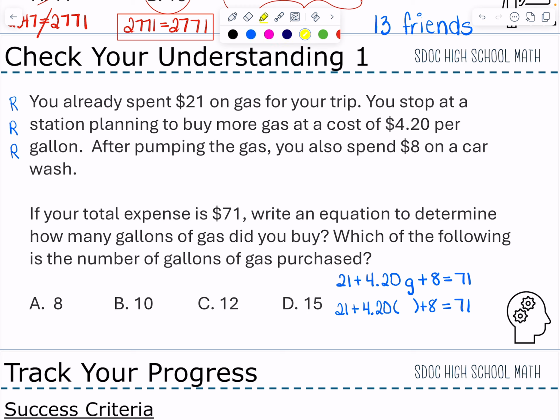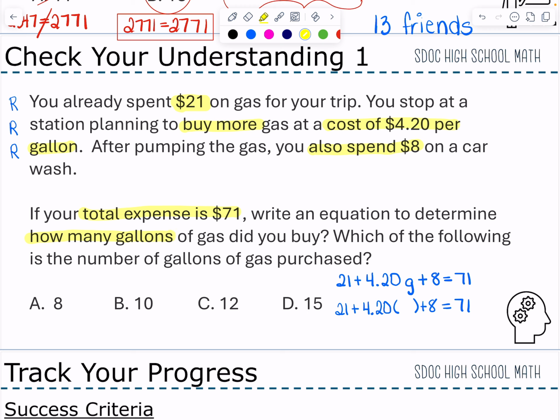All right, so what's important here? You already spent $21, so that's what you're going to start with. You stop at a station and you want to buy more, okay? And it costs $4.20 per gallon. That means $4.20 for each gallon you buy. After pumping the gas, you also, that's a plus word, spend $8 on a car wash. If your total expense is $71, write an equation to determine how many gallons.